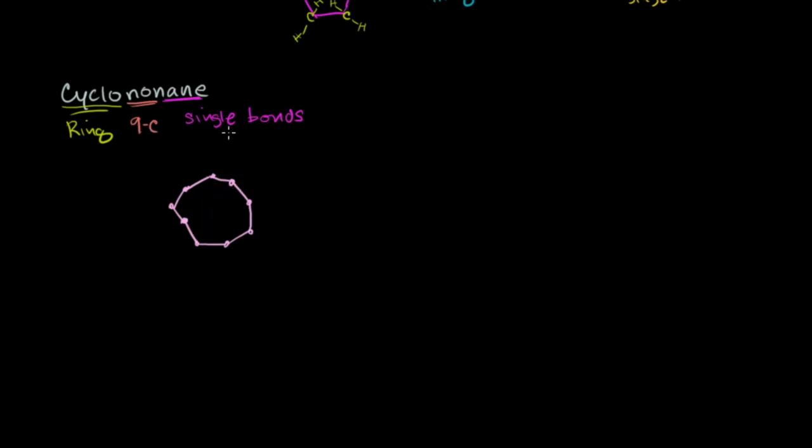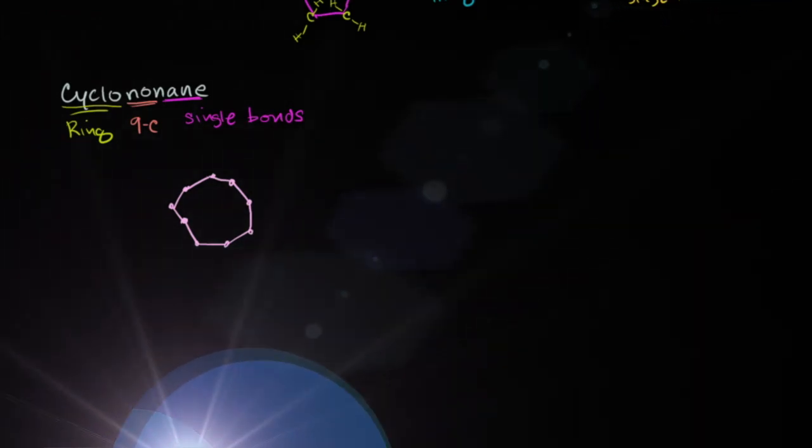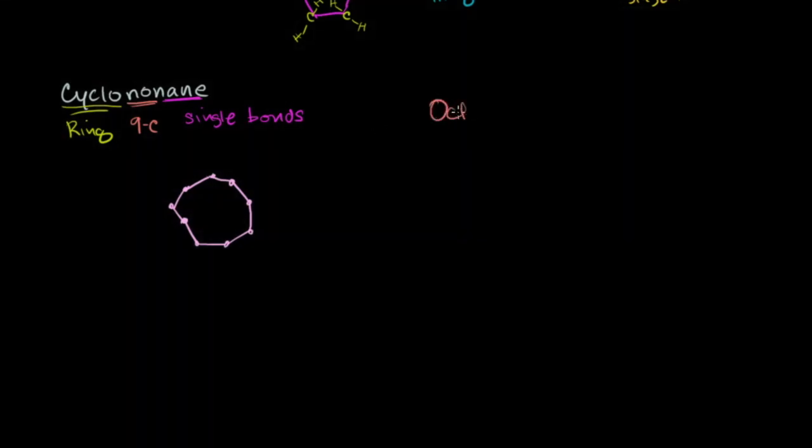Clear? So what you have to do, understand? You have to draw 9 carbon in a ring. Make a ring of 9 carbon. Clear? And this is an example of cyclononane because it's a ring, 9 carbon, all single bond.